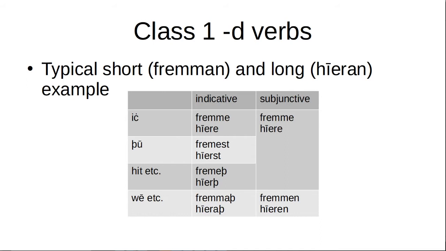Ic fremme, thu fremest, he/hit fremeth, we fremmath. Ic hyre, thu hyrst, he hyrt, we hyrath. And the subjunctive, which is like the I may, is ic fremme, thu fremme, hit fremme, we fremmen, ic hyre, thu hyre, hit hyre, we hyren. And again, subjunctive is always the same across all the singular forms, just like in all the other verbs.